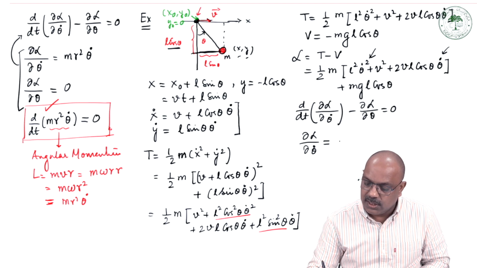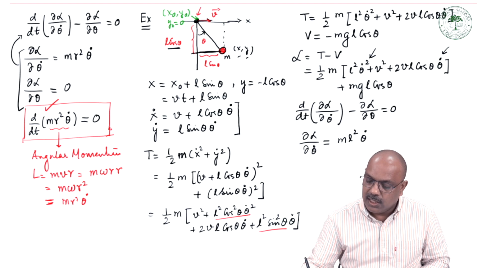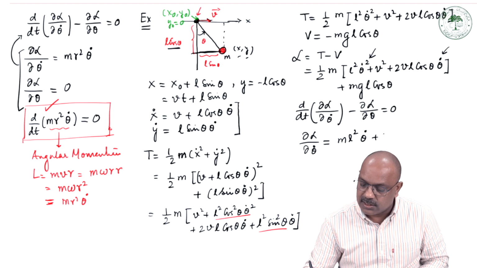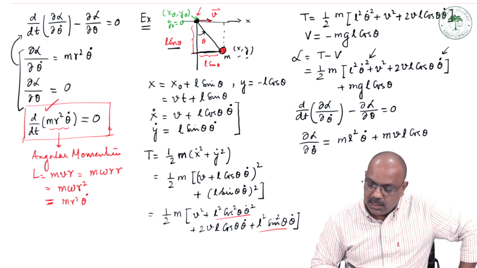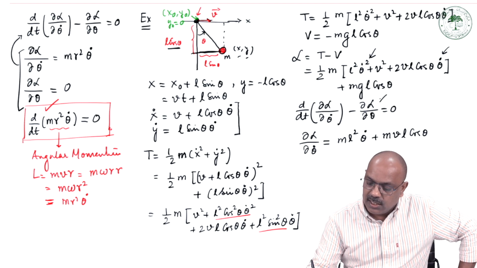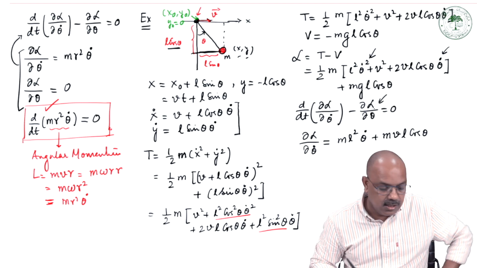So this is going to be ml² θ̇, and from here, because the 2 will cancel out, I'm going to have this mvl cos θ. Okay, so this is going to be ∂L/∂θ̇. Now I have to find ∂L/∂θ.